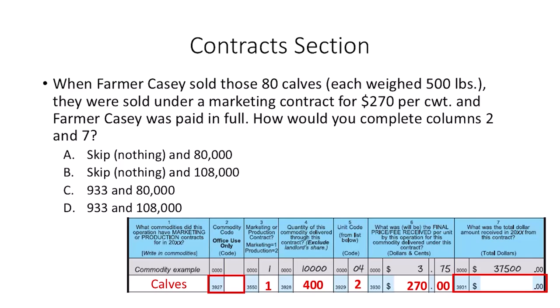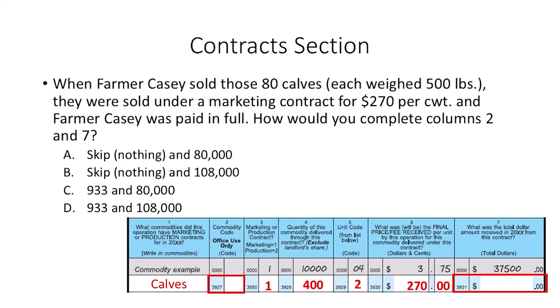As you can see, the table has been partially completed. Please recognize that 40,000 pounds was converted to 400 hundredweight as the payment was $270 per hundredweight. Feel free to pause the video until you come up with the answer.